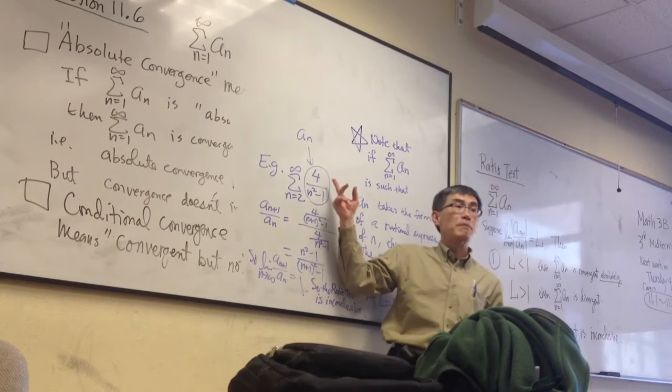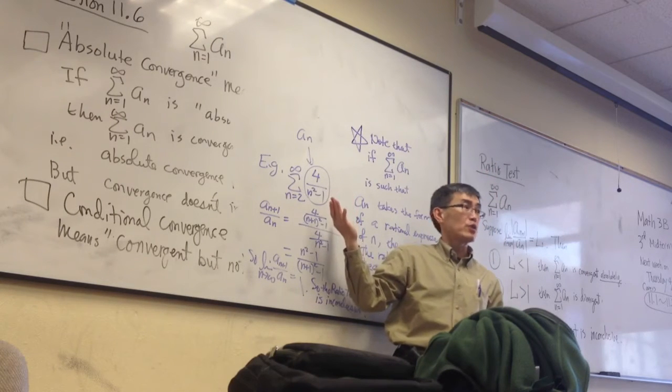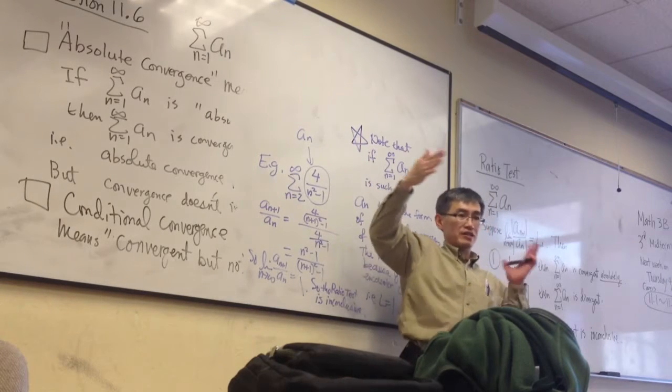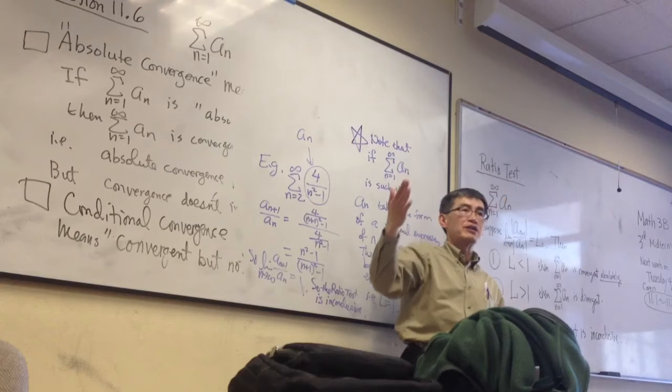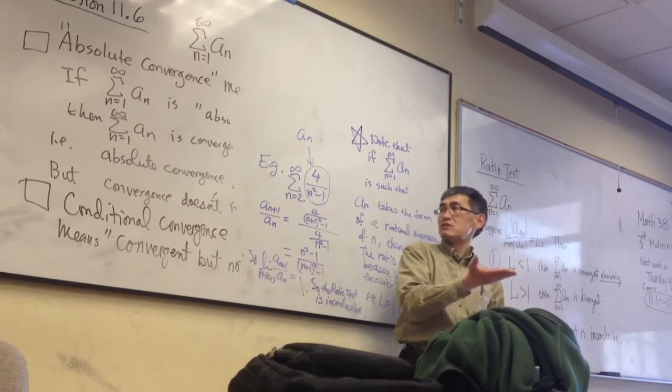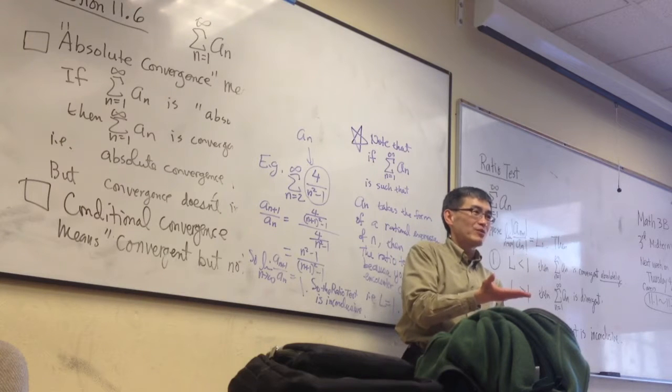Convergent. Why? Because I compare with what? 4 over n squared. Right? Or compare with 1 over n squared. Then you use limiting comparison. The ratio of the corresponding terms stabilizes to 4. Is that right? Which is a positive number.